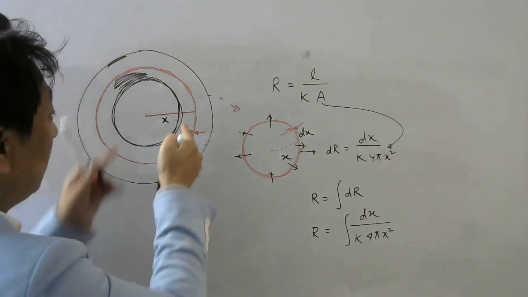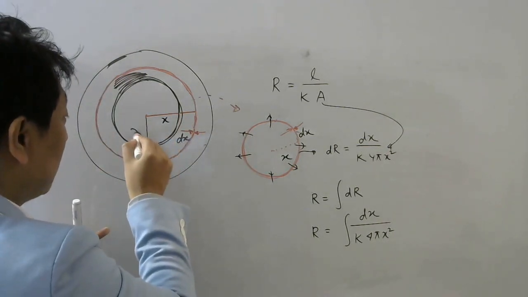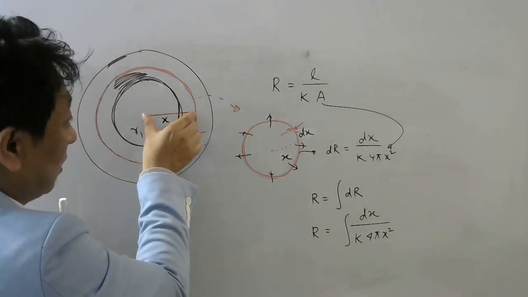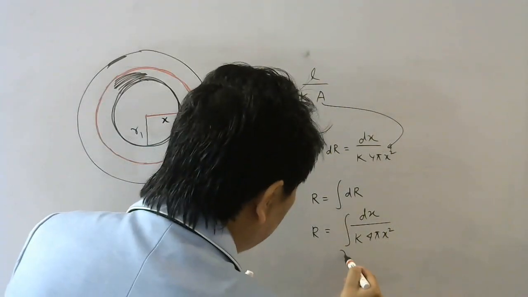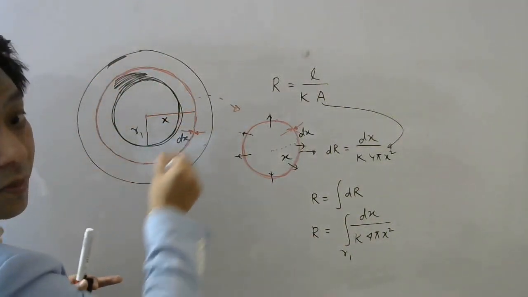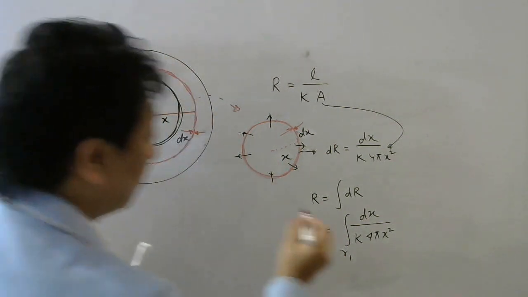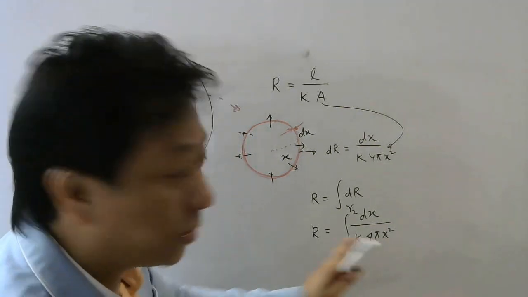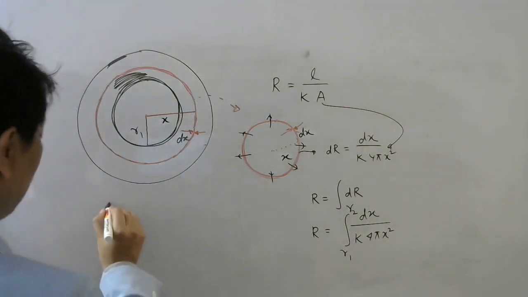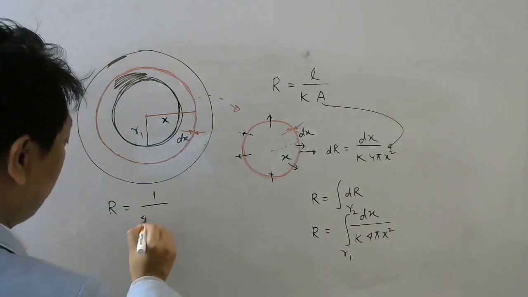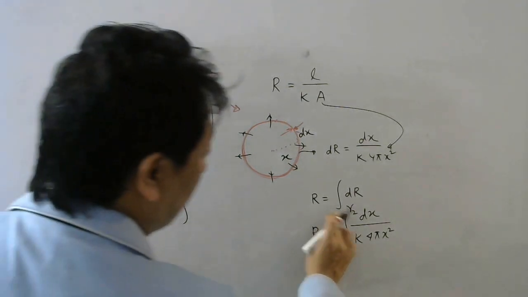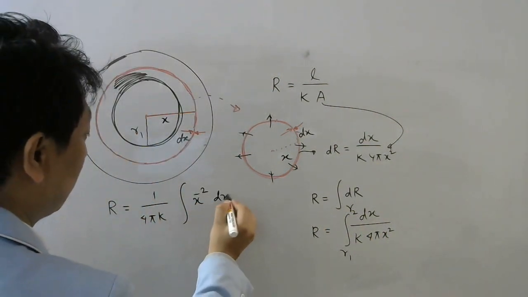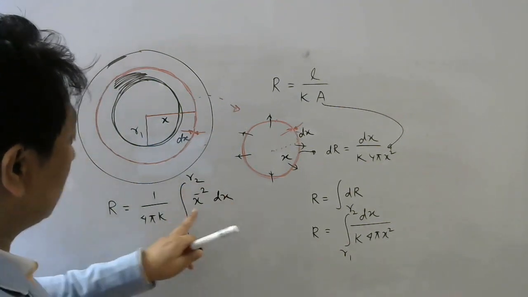Now when I am here, what will be your x? Remember, your inner radius was given as r1, isn't it? So when your shell is here, your x will become R1, right? So your lower limit is R1. And when your shell reaches here, that time the radius is R2, because your x will become R2, isn't it? So this we can easily integrate. Constants you take outside. So the constant is 1 by 4 pi k. Integration of 1 by x square. 1 by x square I can write as x power minus 2 dx, right? From R1 to R2.